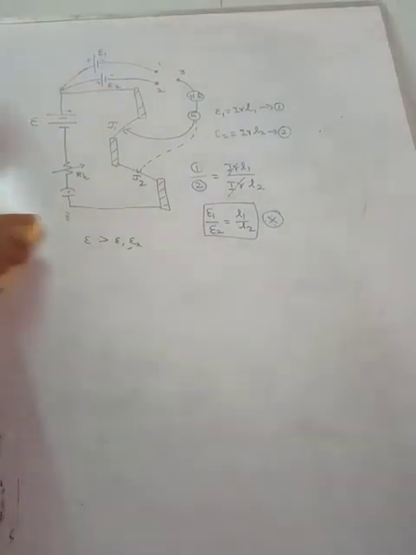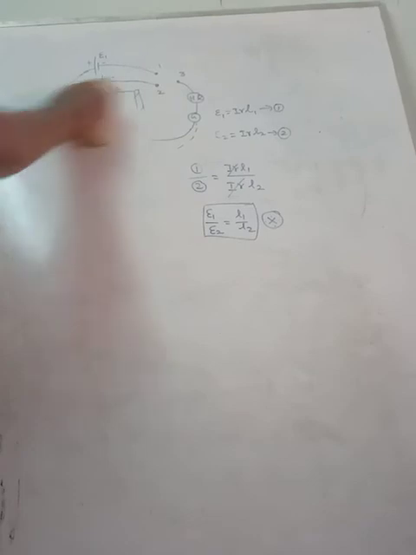Now let us move on to the second application. The second application of the potentiometer is finding the internal resistance. We can find out the internal resistance of the cell by using a potentiometer. That is the second important application. So to find the internal resistance, again the primary circuit will be the same.